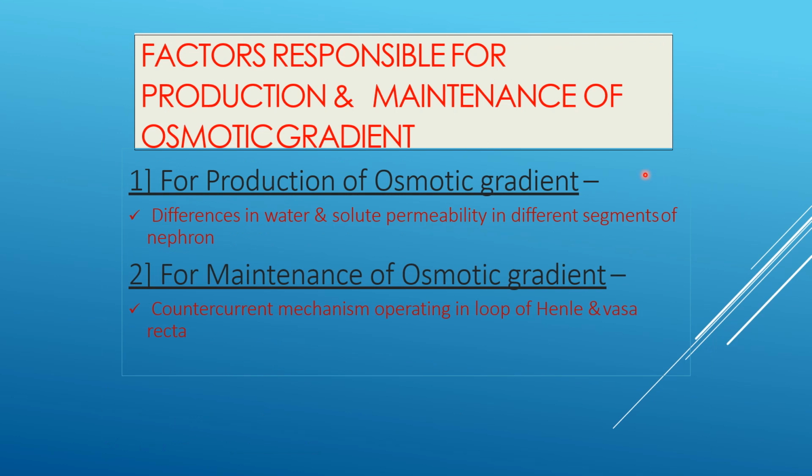And the factors responsible for production and maintenance of the osmotic gradient are: for production of the osmotic gradient, differences in water and solute permeability in different segments of the nephron. This is the major factor for production of the osmotic gradient, which is done by the loop of Henle. And for maintenance of the osmotic gradient, the countercurrent mechanism operating in the loop of Henle and vasa recta both maintain the osmotic gradient.